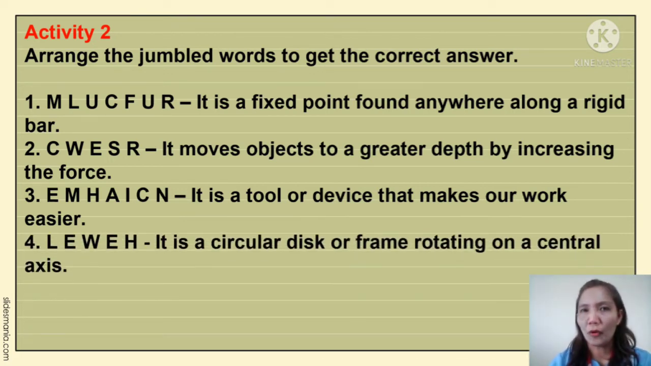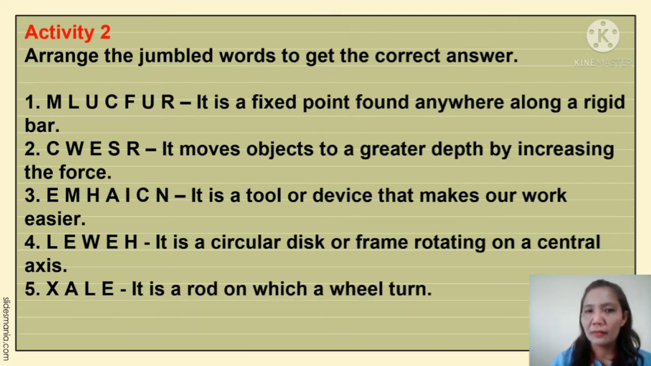Number 4. L, E, W, E, H. It is a circular disc or frame rotating on a central axis. And the last one, X, A, L, E. It is a rod on which a wheel turns.